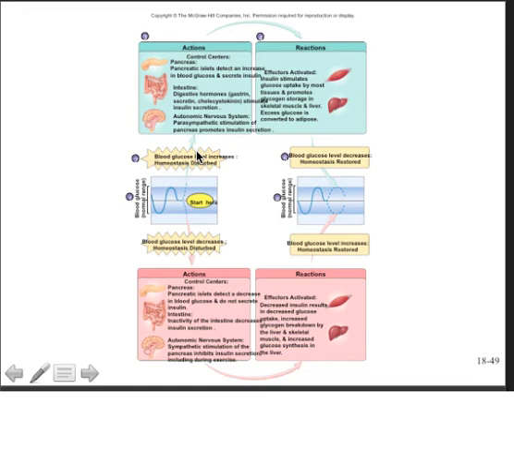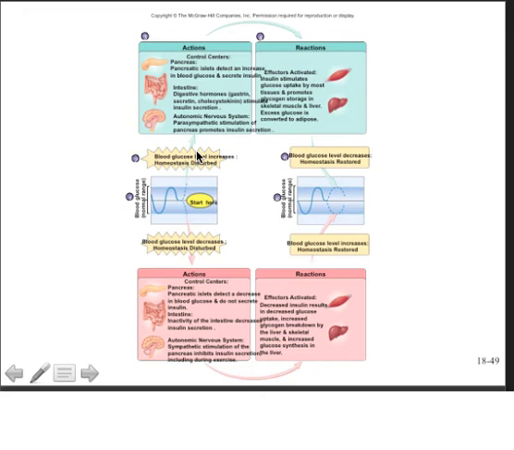The effectors are activated, so insulin stimulates glucose uptake by most tissues in the body, and it promotes glycogen storage in skeletal muscle and liver, and excess glucose is then converted to adipose tissue. So essentially what insulin does is the hypoglycemic hormone. It tends to induce a reduction in blood sugar either by storing the simple sugar as fat in subcutaneous or in the omentum, for instance, or in other areas as well.